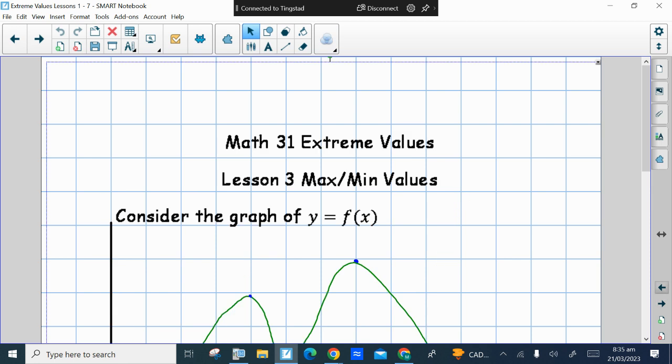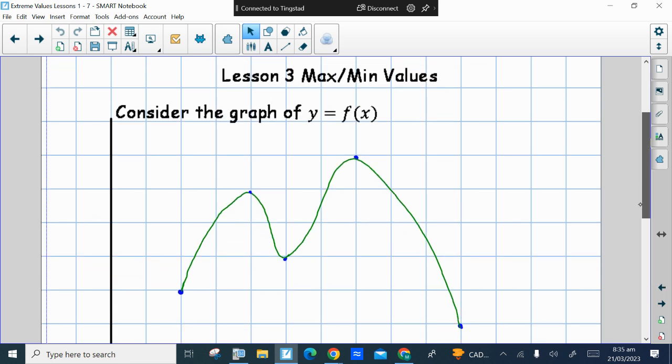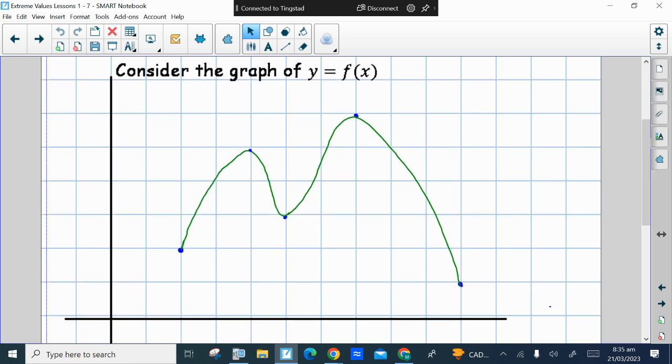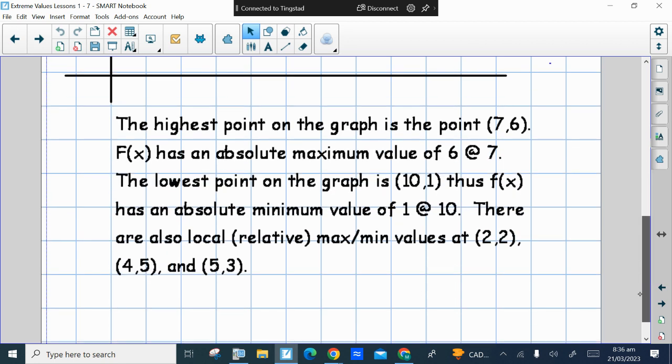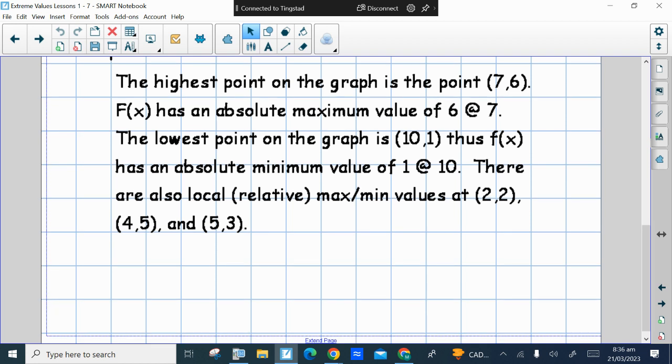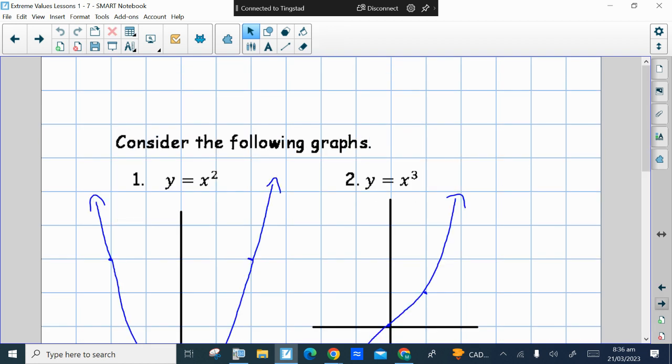So basically, what happens is whenever you have a max or min point, that's where the graph changes from either increasing to decreasing or decreasing to increasing. So we'll go through the same steps that we did yesterday, only we're going to add that extra piece. Where the graph changes from increasing to decreasing, that's going to be where you have a local maximum point. And where the graph changes from decreasing to increasing, that's where you have a local minimum point. And then we'll also see that in some cases, we're going to have absolute maximum or minimum values.